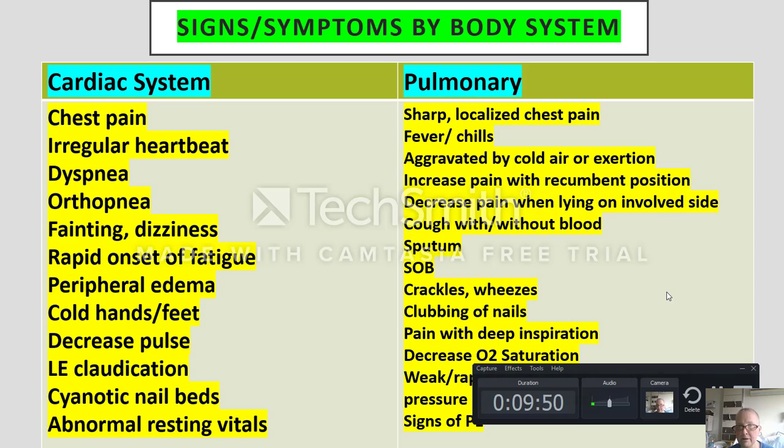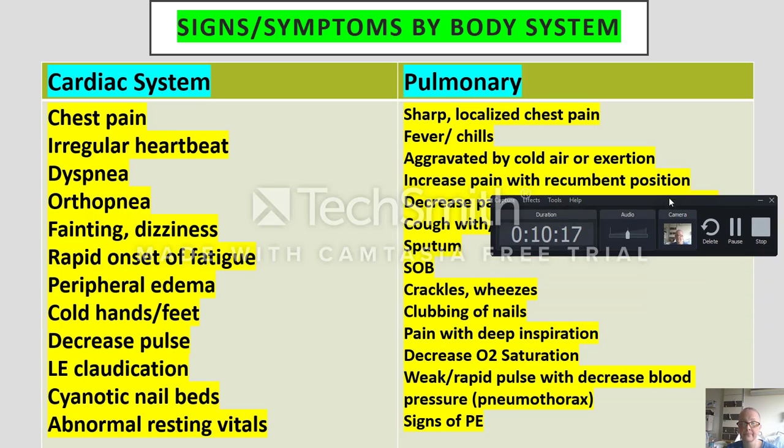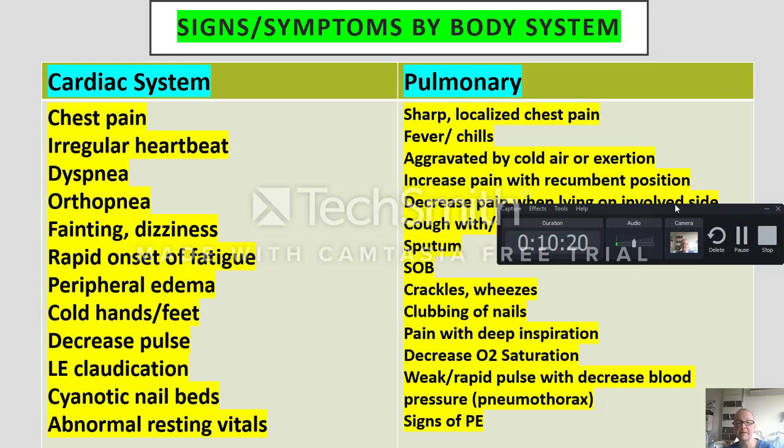The pulmonary system, you're going to look at sharp, localized chest pain, fever and chills, aggravated by cold air or exertion, increased pain with recumbent position, decreased pain when lying on involved side, cough with or without blood, sputum, shortness of breath, crackles, wheezes, clubbing of nails, pain with deep inspiration, decreased oxygen saturation, weak rapid pulse with decreased blood pressure, and signs of a pulmonary embolism.